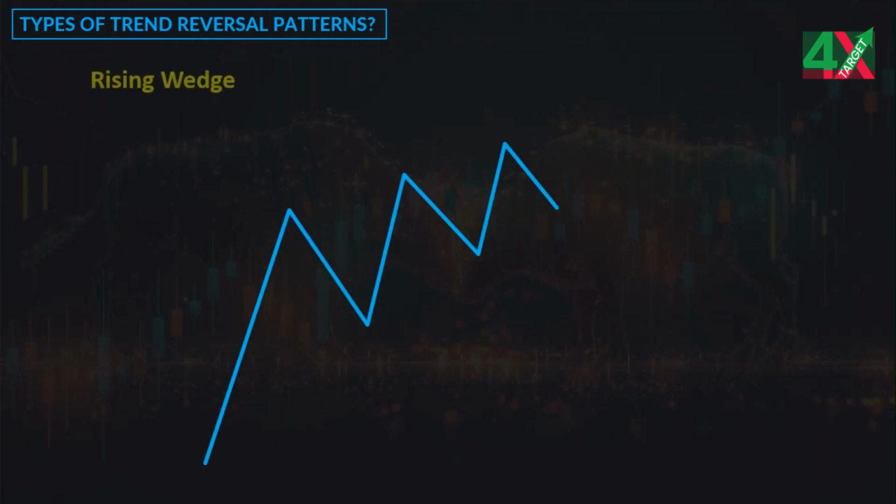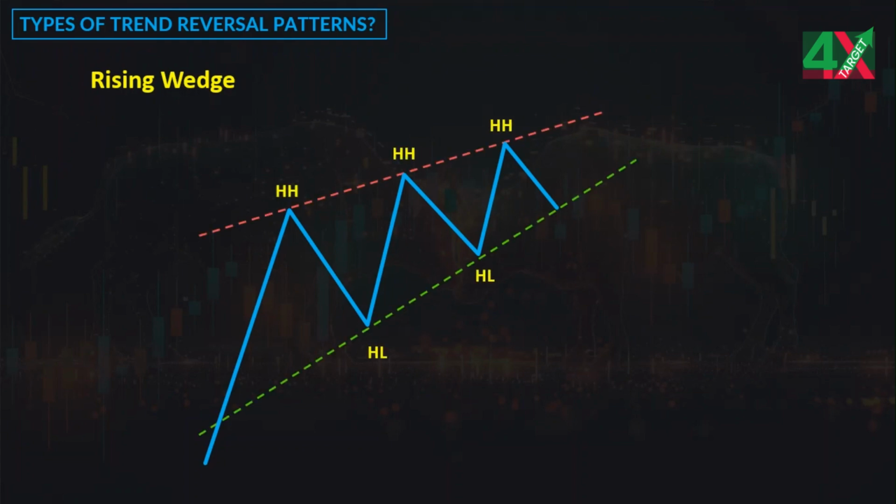Moving on to the rising wedge, a bearish reversal pattern. In this setup, price action forms higher highs and higher lows, but within a narrowing upward sloping range, reflecting weakening bullish momentum. The pattern is confirmed when the price breaks below the lower trend line. When a rising wedge forms during an uptrend, it signals a potential reversal to the downside, often providing a high probability sell opportunity.